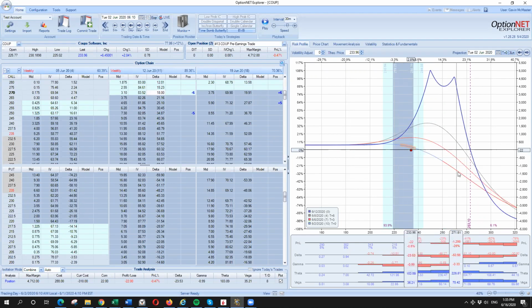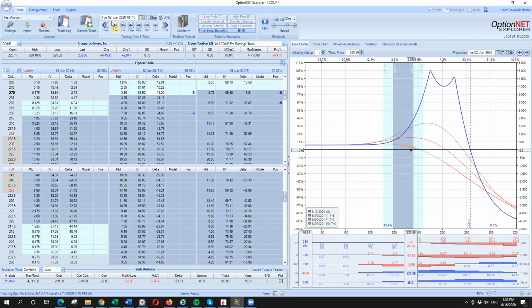Gives us a payoff diagram that looks like this. This is from Option Net Explorer, which is a great piece of software that I've just started using. So you can see here we've got zero risk on the downside, which is great. And we've got a nice big profit zone on the upside up until about 280, with the stock last trading at about 235. It's a very short-term trade.